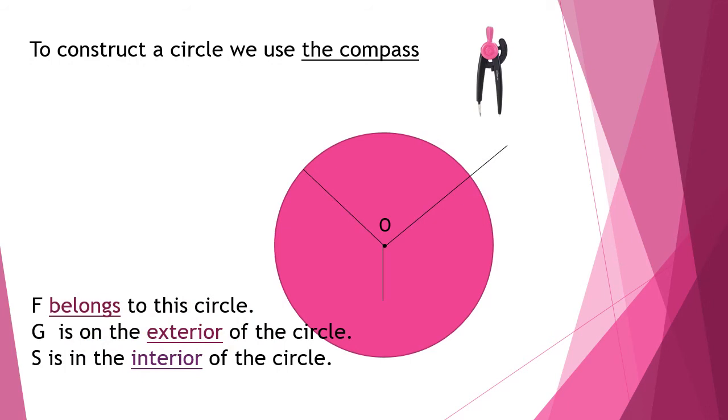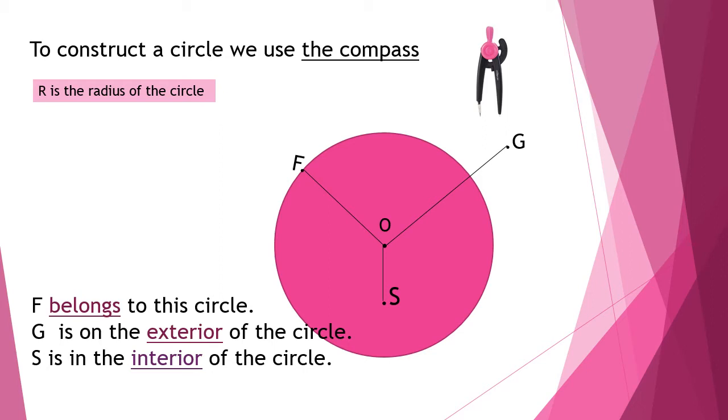To construct a circle, we use the compass. Here we have a circle of center O and radius R. So R is the radius of the circle. And we have 3 points F, S, and G. You can see that F is on the circle, S is inside the circle, and G is outside the circle.